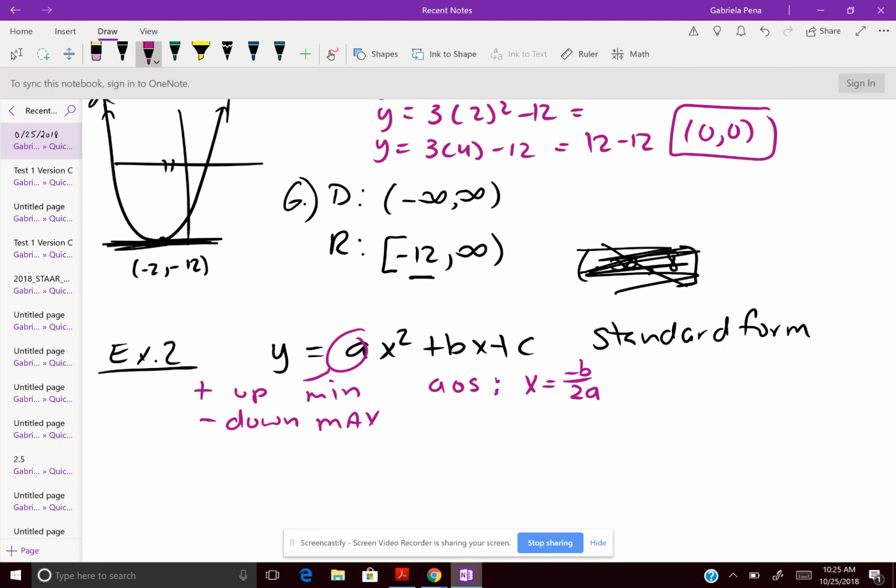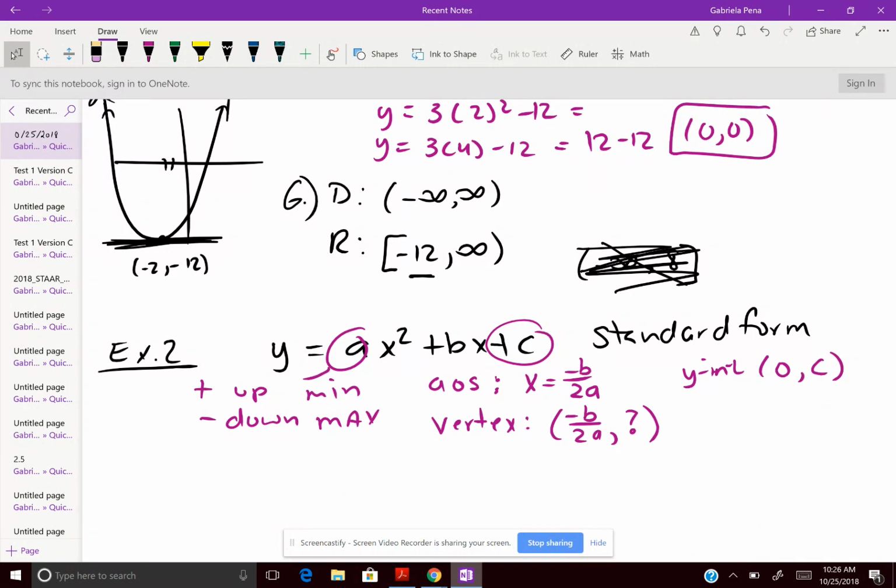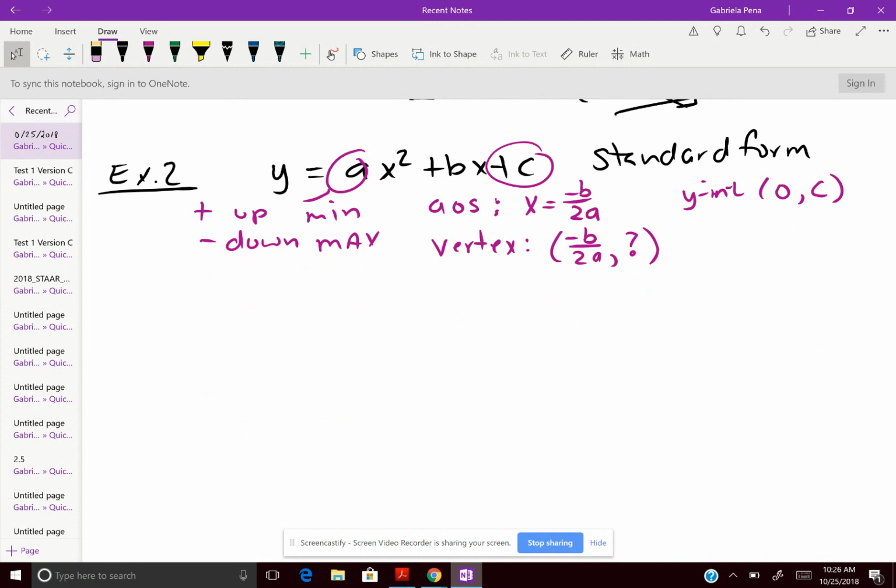You remember this one? When you find your vertex, it is obviously going to be -b over 2a, comma, something. We're going to have to plug in whatever we get for x into the equation to figure out what y is. But the good thing about this one, when you look for the y-intercept, just throwing it out here already, it's going to be (0, c). So whatever this number is, that is going to be your y-intercept. You don't have to do any calculations the way we did here. That one's already a given.